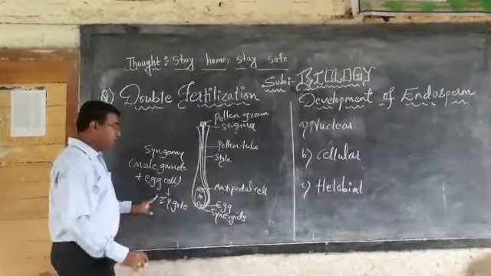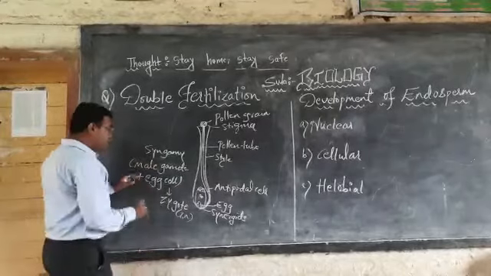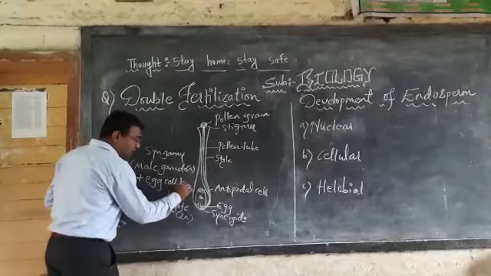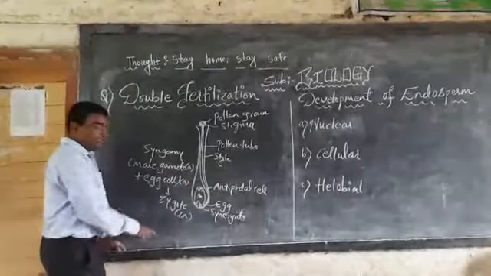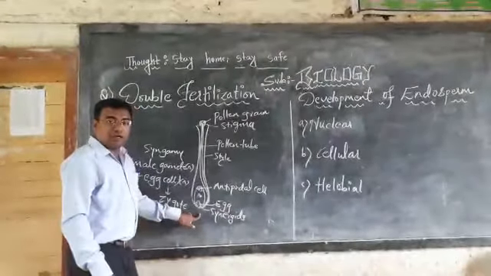What is the meaning of zygote? Zygote is a diploid cell. Diploid means fusion of the male gamete, that is N, and the egg cell, that is again N. N plus N will become 2N. 2N is a diploid cell. It will form the true zygote, which will further result in the formation of seed.